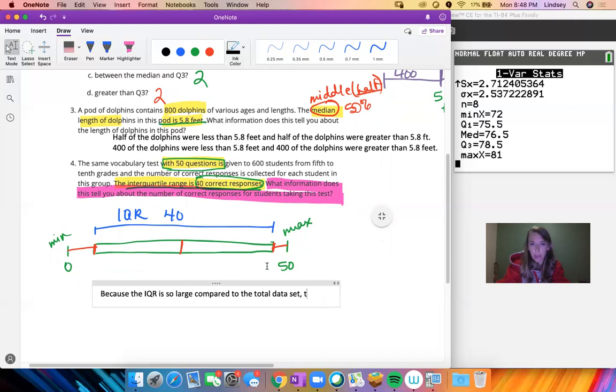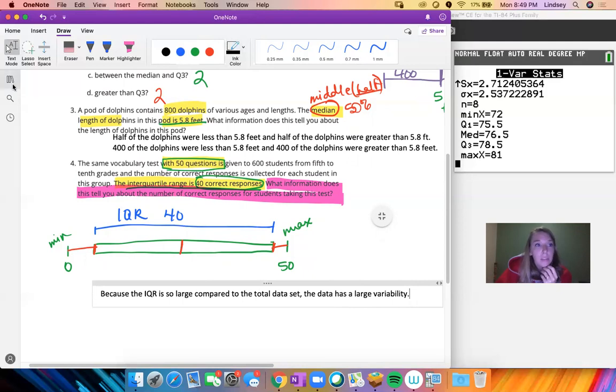I don't know how to word it. Because the IQR is so large compared to the total data, the data has a large variability. That's what it tells you. Because the IQR is larger, then the variability is also large. Okay? So that's all it's really asking, if that makes sense. We'll keep practicing, don't worry.